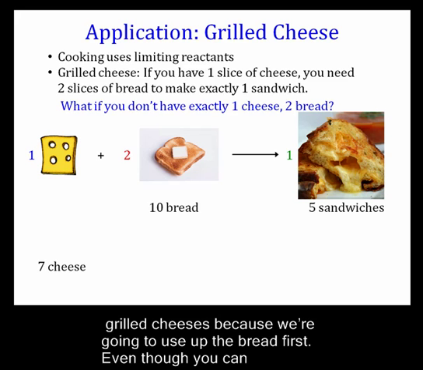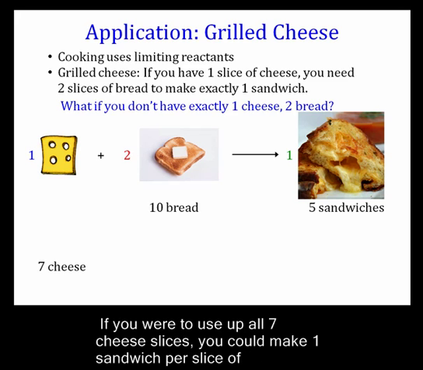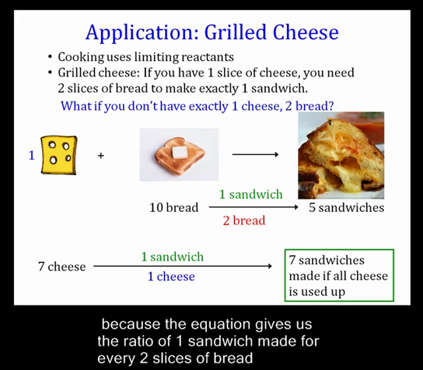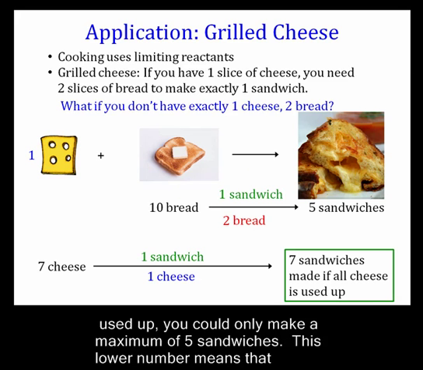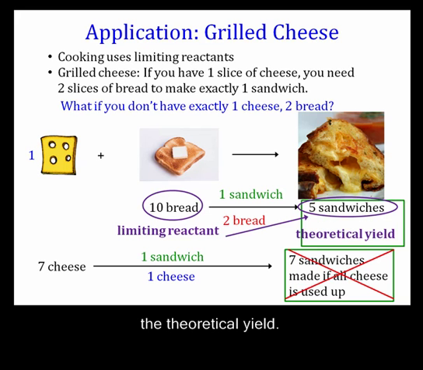Even though you can probably figure this out in your head, let's write down the process that you actually used. If you were to use up all 7 cheese slices, you can make 1 sandwich per slice of cheese to make a total of 7 sandwiches. If you were to use up all 10 bread slices instead, however, because the equation gives us the ratio of 1 sandwich for every 2 slices of bread used up, you could only make a maximum of 5 sandwiches. This lower number means that bread will run out first, so bread is the limiting reactant, and the 5 sandwiches that we have is our theoretical yield.